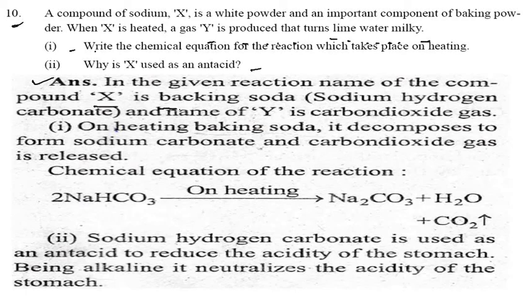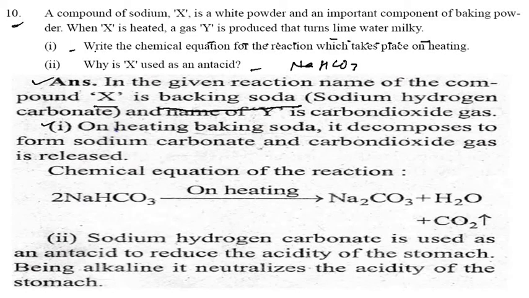The name of the compound X is baking soda. You can write that, and sodium hydrogen carbonate. The name of this one is sodium hydrogen carbonate. So the formula is like this, NaHCO3.